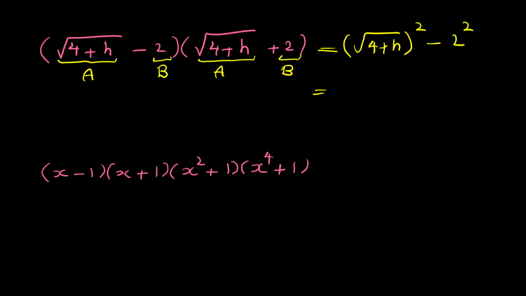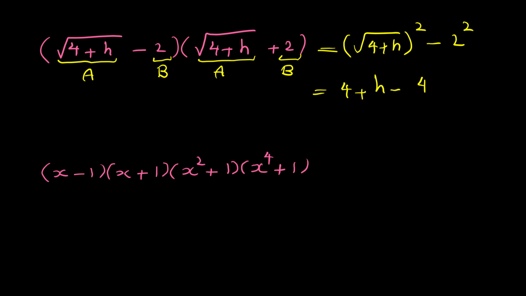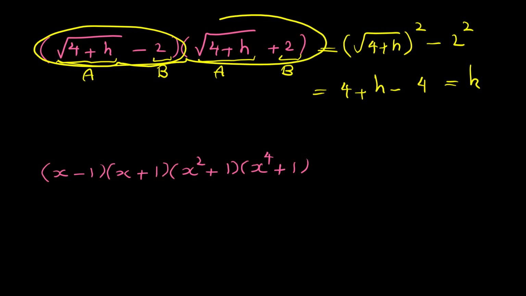If we simplify, the radical and power 2 cancels, and we have 4 plus H. 2 to the 2 is 4. So this power and this radical cancels. We have only 4 plus H, minus 4. 4 minus 4 is 0. So the final answer of this question is only H. So the answer of multiplying this bracket by this bracket is H.